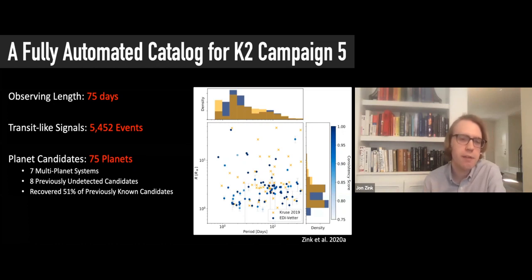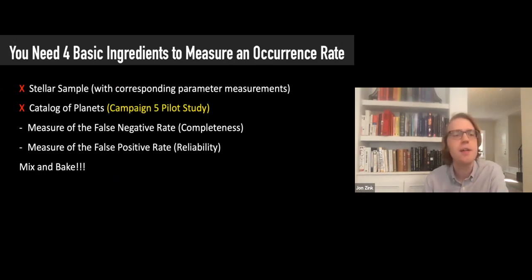That fraction always seems surprisingly low to a lot of people. They're like, all right, well, you only got 51%. But remember, K2 data is really messy. Our goal here is not necessarily to find every single planet in the data. Our goal is to find a sample where we have a really good understanding of the underlying biases that affect it. And so we were happy with these numbers. Okay, so we have our stellar sample, catalog of planets, and our pilot study on C5.